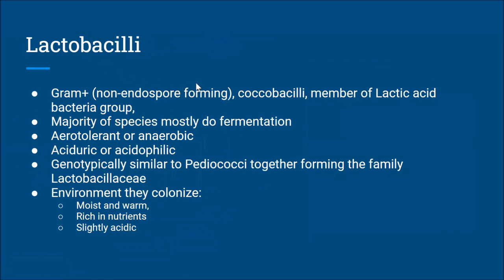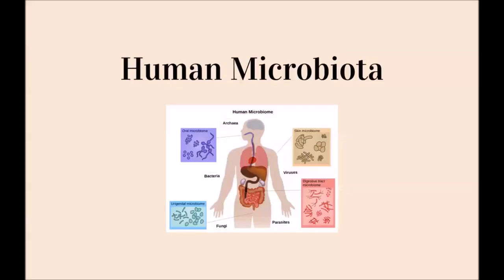They're gram-positive members of the lactic acid family. The majority of species do fermentation, but not every one. And the environment that they colonize is exactly the environment that the female reproductive system can provide, which is why they're so prolific there. They're pretty similar to the pediococci, and together they form a family. They do, in fact, prefer anaerobic and acidic environments, which is why they're perfect for the female reproductive system.